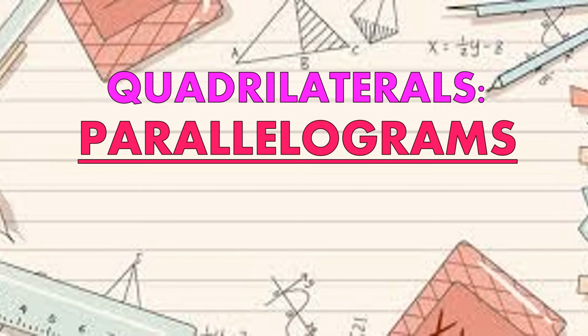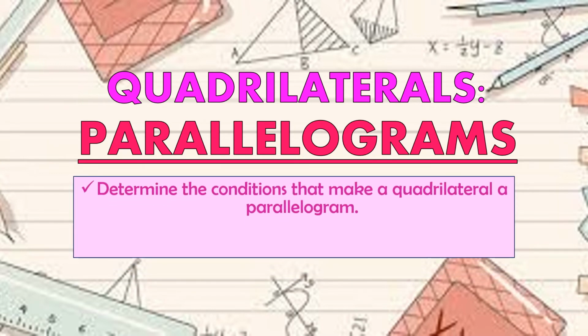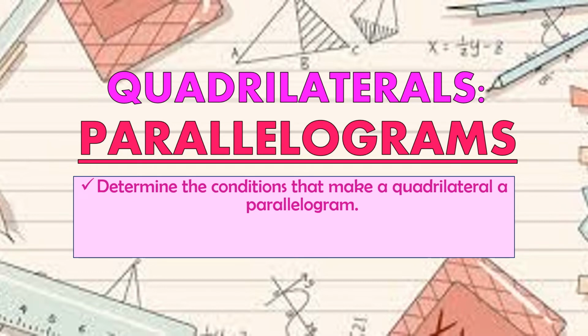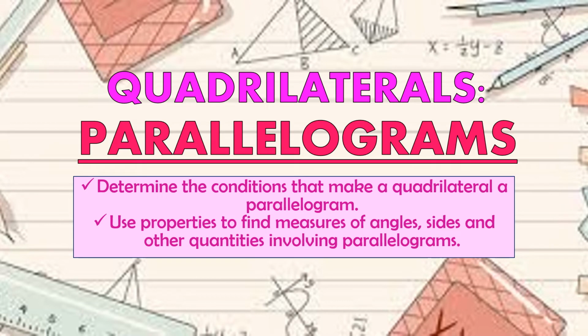Now, let us deal with the parallelograms. We will determine the conditions that make a quadrilateral a parallelogram. And then, we will use properties to find measures of angles, sides, and other quantities involving the parallelograms.